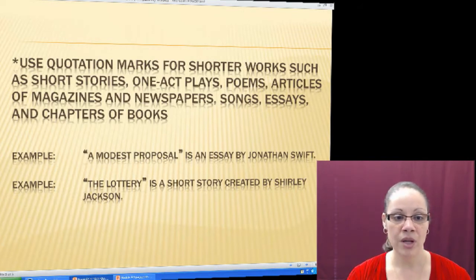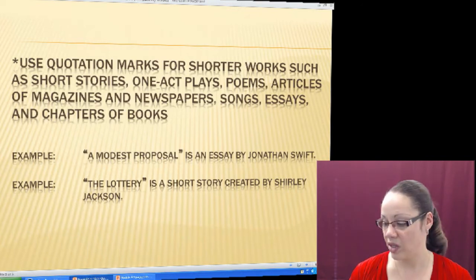My next example, The Lottery, is a short story created by Shirley Jackson. Now, The Lottery is a shorter piece of literature, the title of the work. So I am going to go ahead and put my quotation marks around that particular title of a short piece of work. Again, The Lottery in this example.